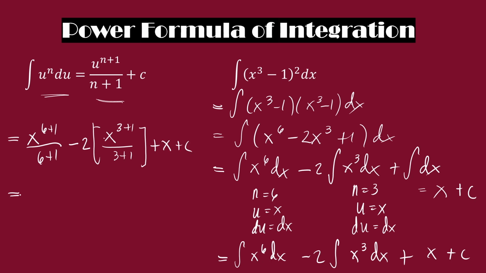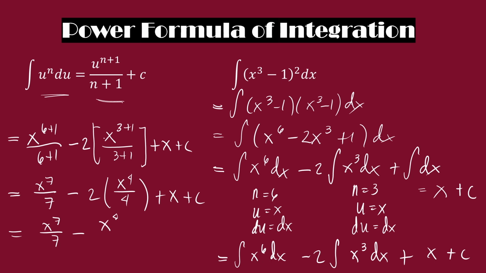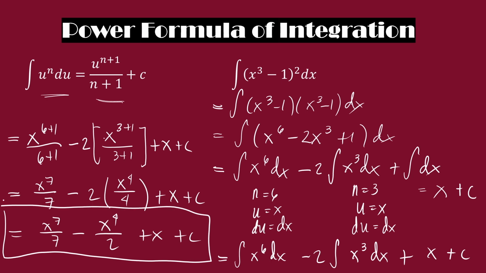Simplifying this one, you get x raised to 7 over 7 minus 2 x raised to 4 over 4, plus x plus c. Simplifying further, we get x raised to 7 over 7 minus, this is 2 over 4, that is 1 over 2, so this is x raised to 4 over 2 plus x plus c. So this is our final answer for the integral of x cubed minus 1 raised to 2 dx.